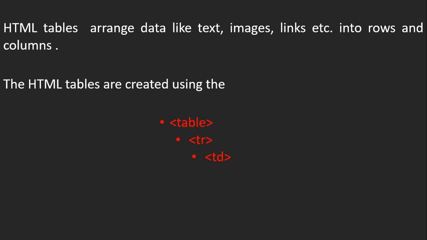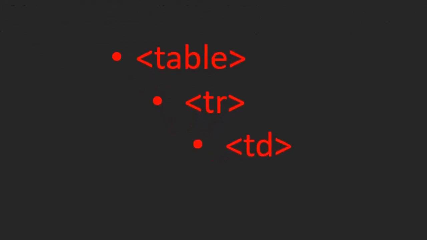When we talk about HTML tables, we can create them with the help of three different tags: table, TR and TD. Table is the starting point, TR is for the row, and TD is for the actual data, whatever you want to put. So these three things you have to learn, right? Without these three things, we can't do the tables.